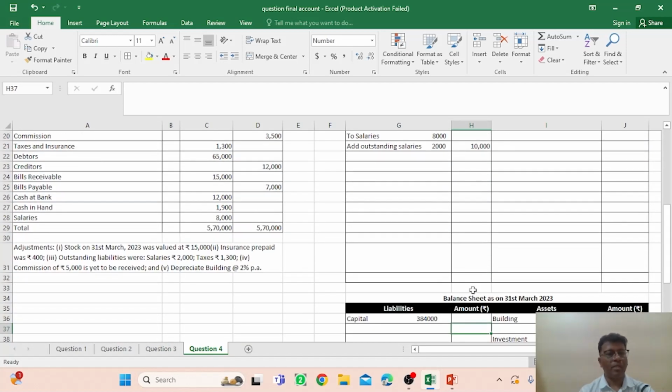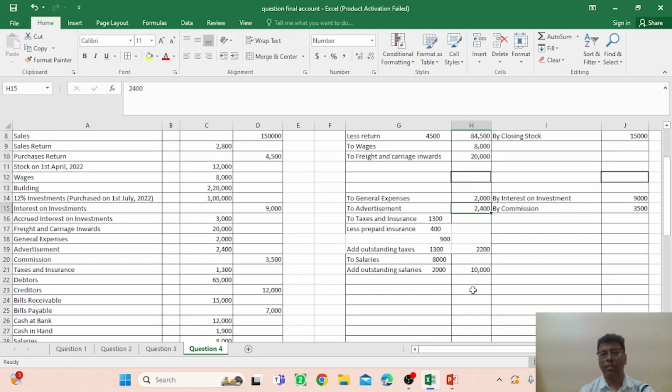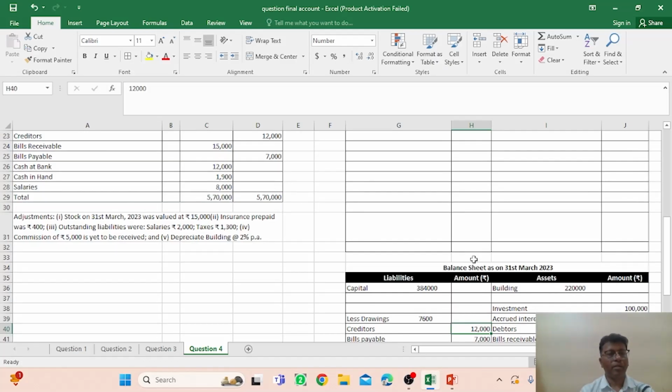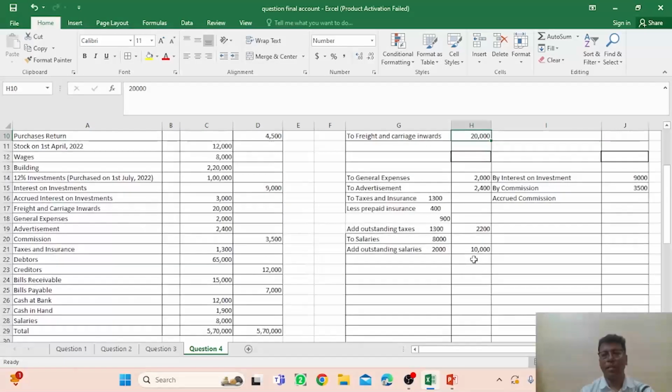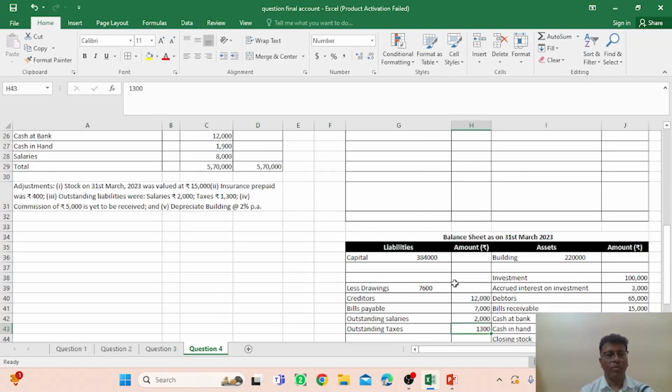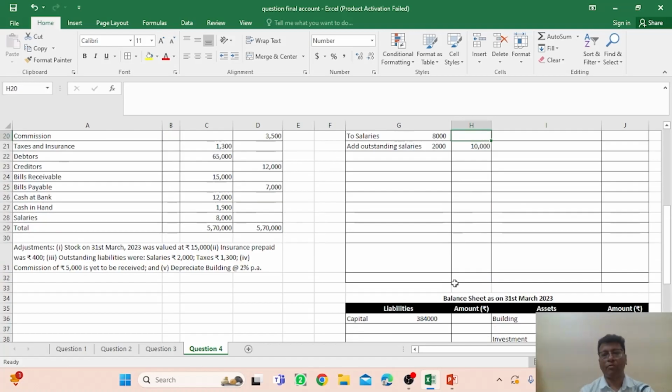And the next adjustment is commission, which is to be received, right? So this is income, so you should add it to the commission, but before that we should mention the particular lines. And here accrued commission, right? This is to be added, that is 5000. It means you have already earned it, but it is not received till now, right? So this is the particular case, accrued commission, that is rupees 5000.